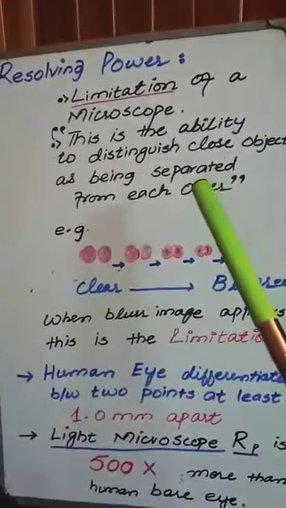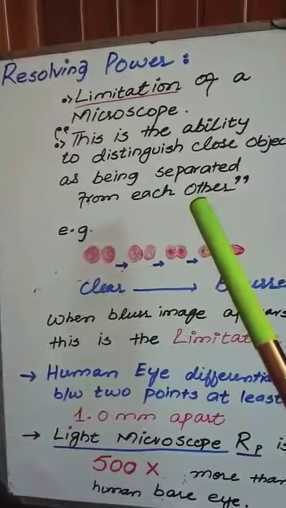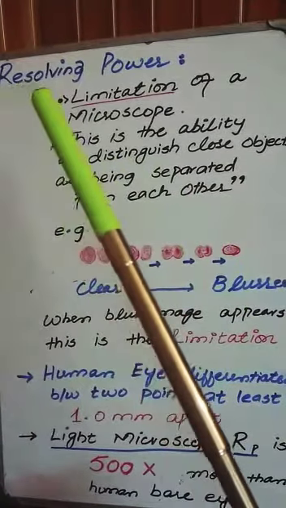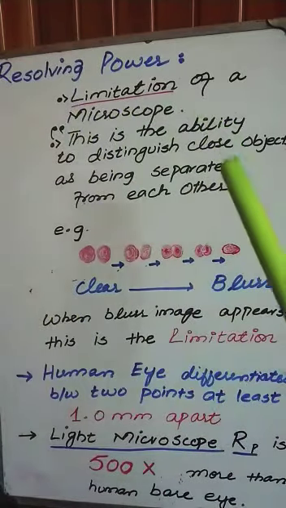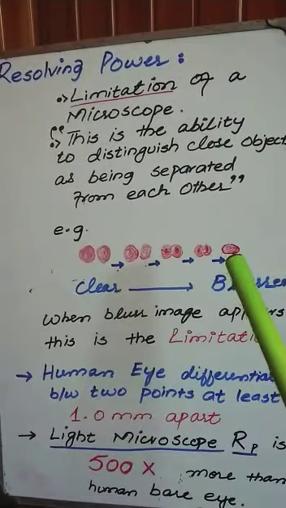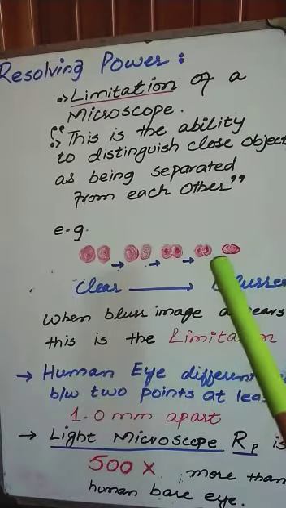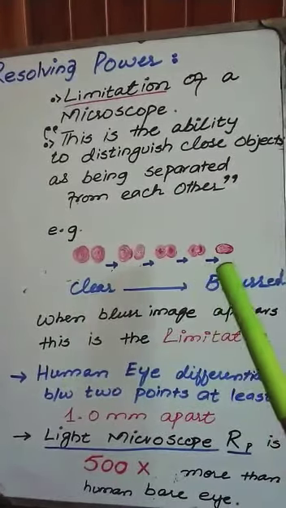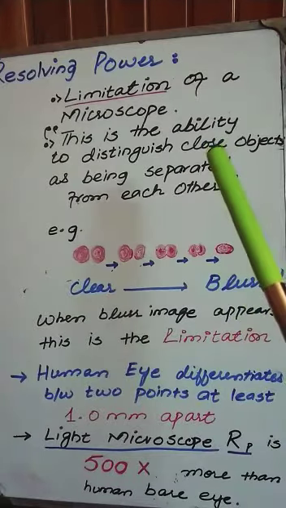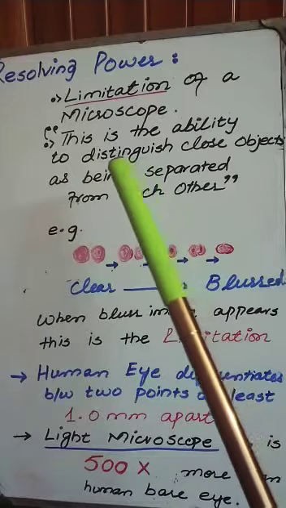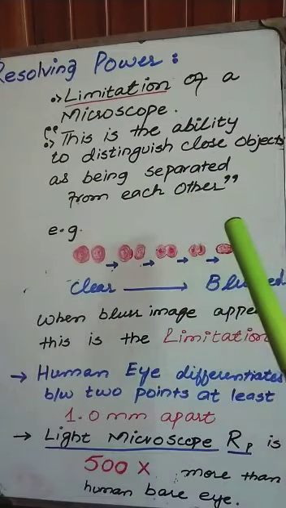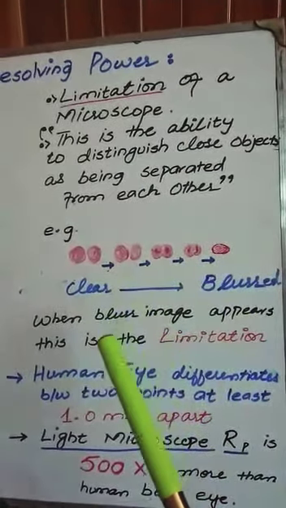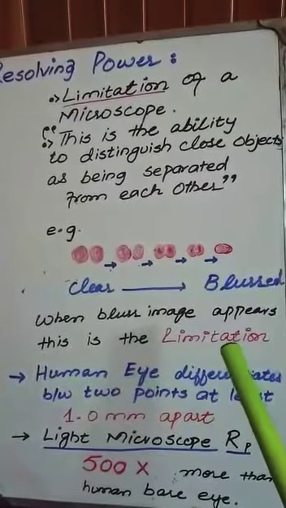Magnification is good. You have magnified the object well. The second aspect is the resolving power of the microscope. Resolving power can be the limitation of a microscope, because to a certain extent the microscope won't be able to differentiate between two very fine or two close objects. So that's why we define it as the ability of a microscope to distinguish close objects as being separated from each other. When a blurred image appears, this is the limitation.